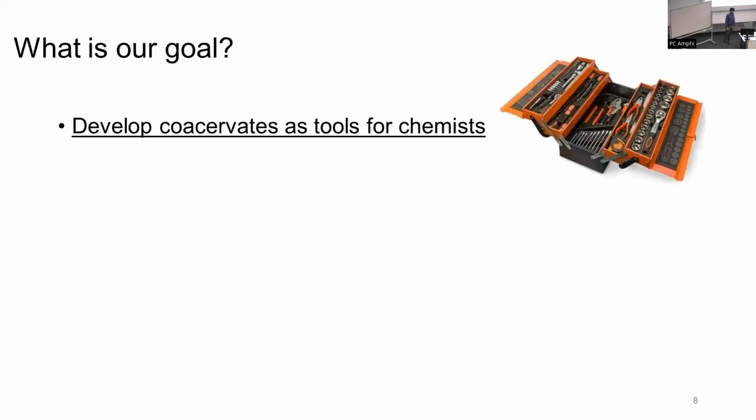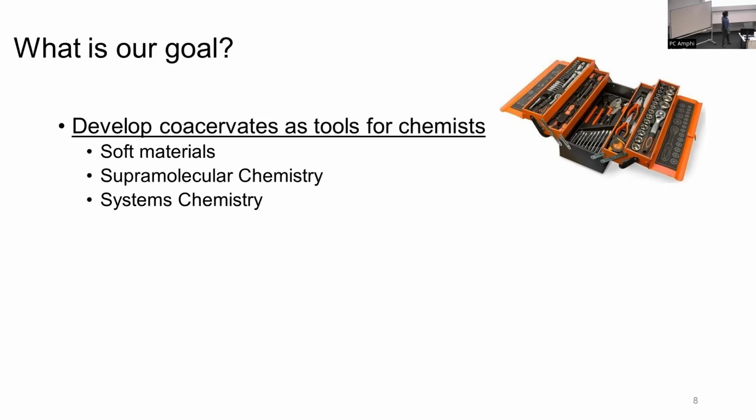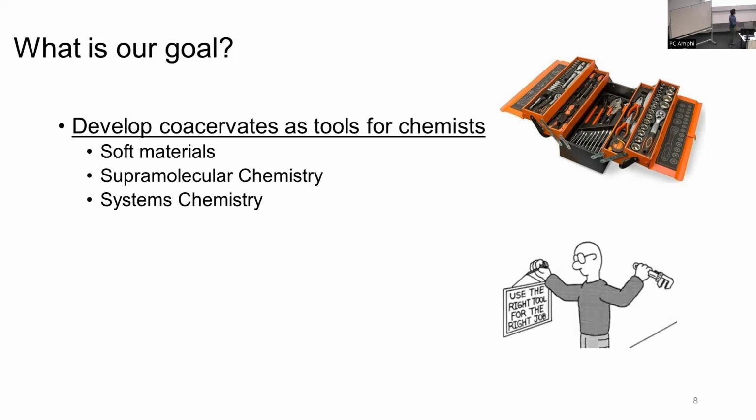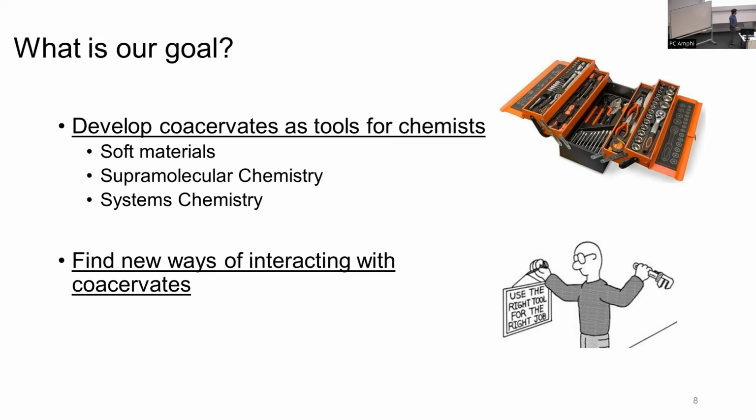And as chemists, we already have an impressive amount of tools at our disposal, but I do think that coacervates can fill certain applications that cannot be achieved in any other way. And a bit by professional deformation, I think that the most interesting applications are in the fields of materials, supramolecular chemistry, and systems chemistry. That's the first main goal and the main question that we are trying to answer. Of course, when you use a tool, you first need to learn how to use it. So we are also trying to establish new ways to interact with coacervates and to manipulate them in certain ways.